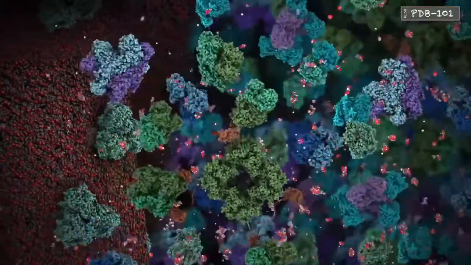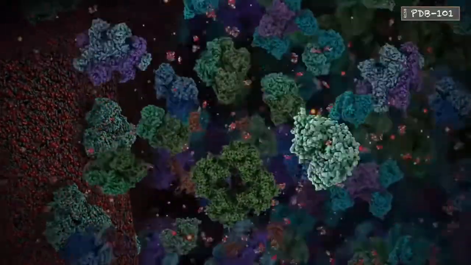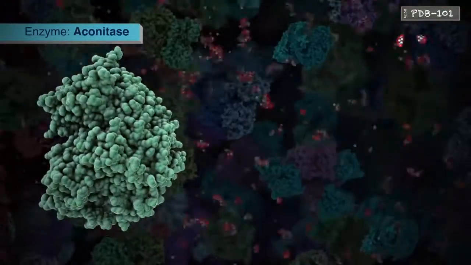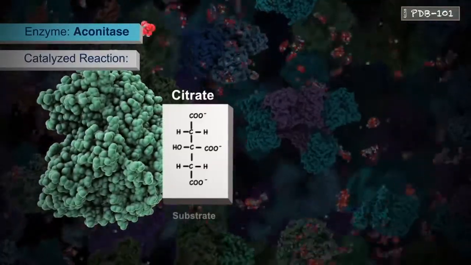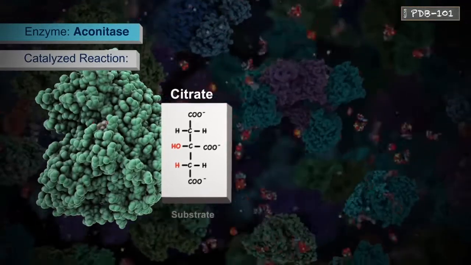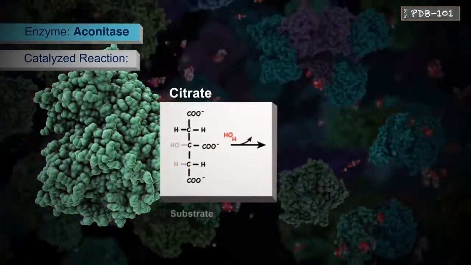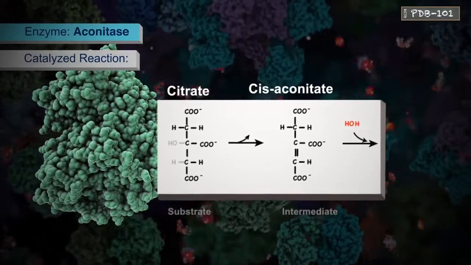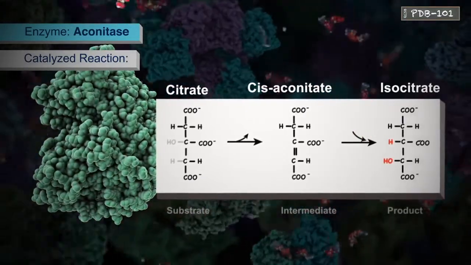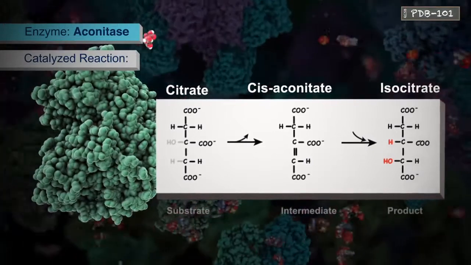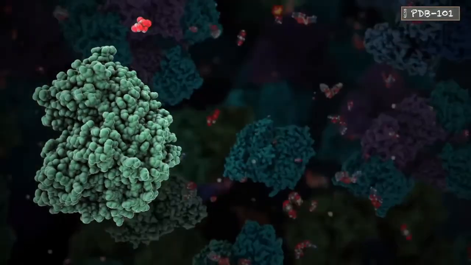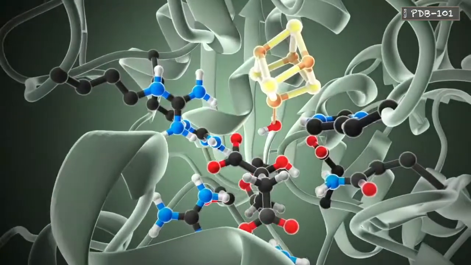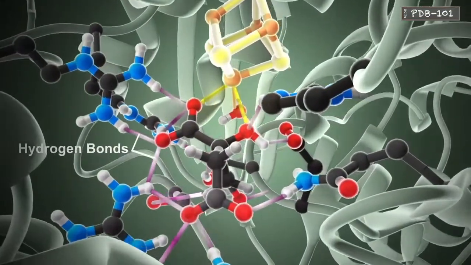To understand how enzymes work, let's take a closer look at a reaction in the citric acid cycle that is catalyzed by the enzyme aconitase. Aconitase binds to its substrate citrate and removes a hydroxyl group and a hydrogen atom to form the intermediate cis-aconitate. It then adds the hydrogen and hydroxyl back in slightly different positions to form the product isocitrate. In the active site, some amino acids are perfectly positioned to recognize the substrate and hold it in the optimal position for the reaction to begin.